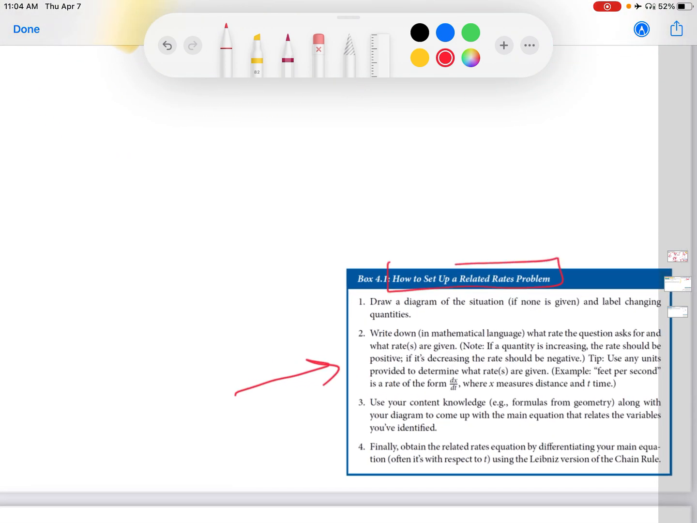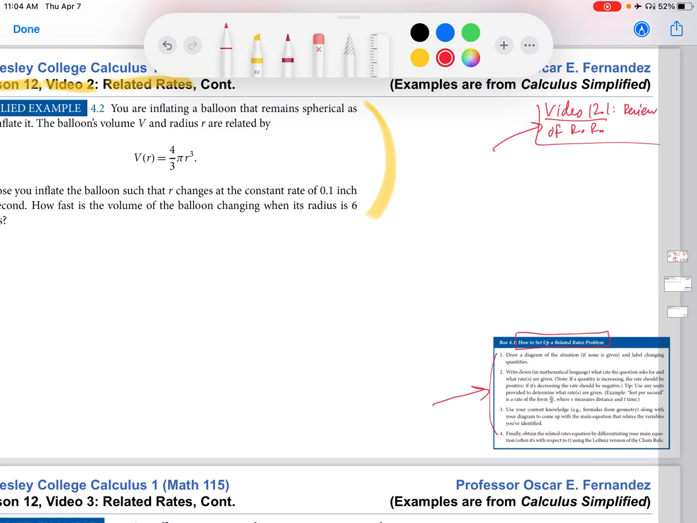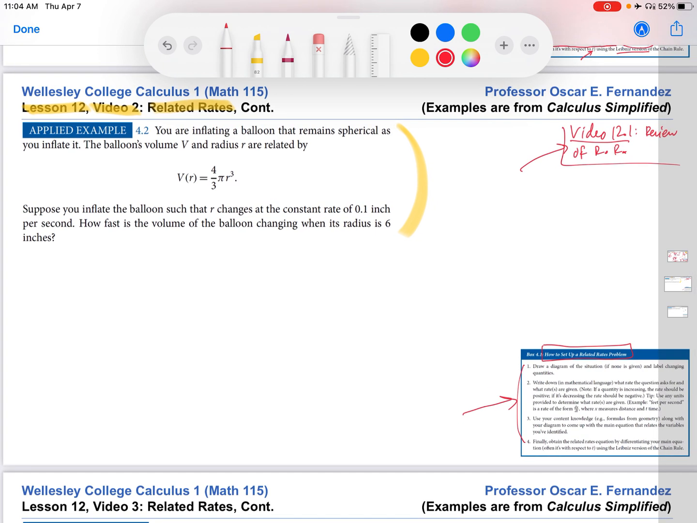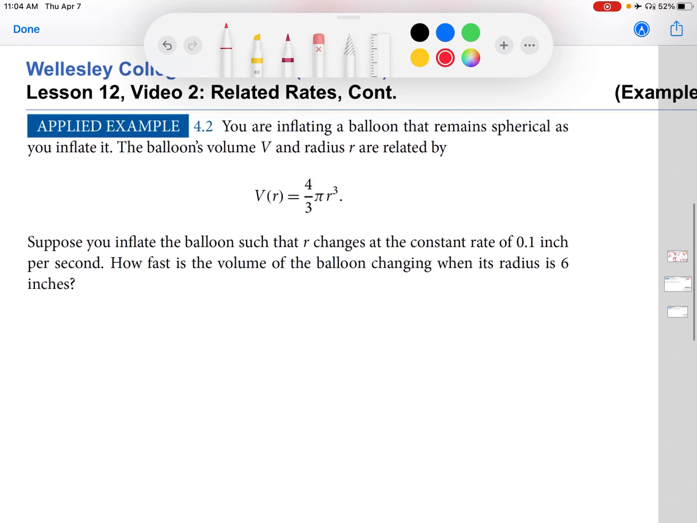This is my suggestion for how you might set up a related rates problem. There are 4 steps here, and I'll use that throughout this video, but I encourage you to go to video 12.1 if you want to see more of the details about why those particular 4 steps are what I suggest. Okay, so let's read through this example.